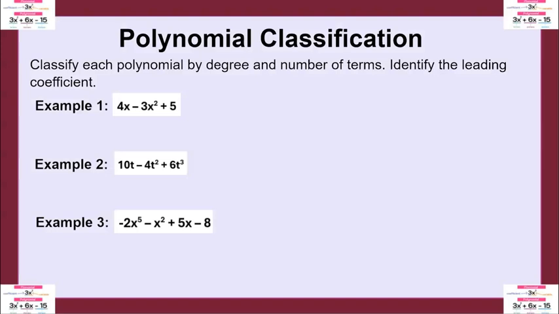It says classify each polynomial by degree and number of terms and identify the leading coefficient. A lot of times I like putting them in order from largest degree to smallest degree. So if I do that, this one would be negative 3x squared plus 4x plus 5. So this would be in standard form. From standard form, it's easier to identify the name of the degree and the number of terms. It has a degree of 2 because my biggest term has a degree of 2. So that would be a quadratic.